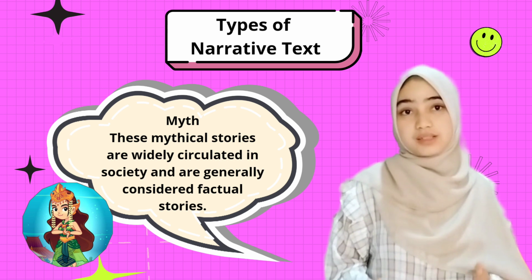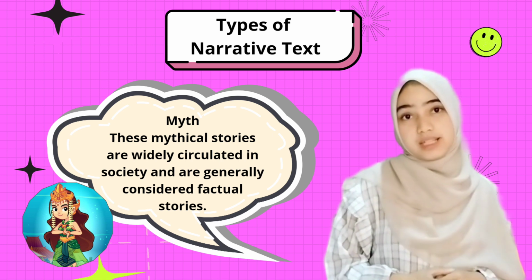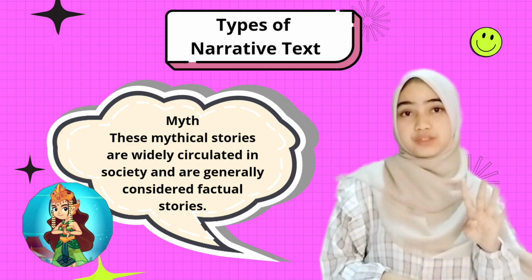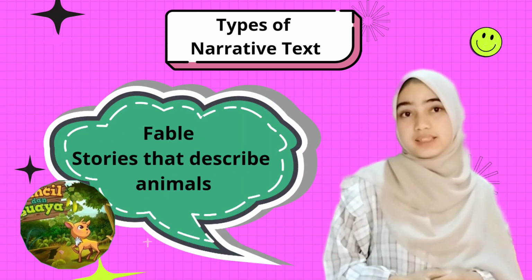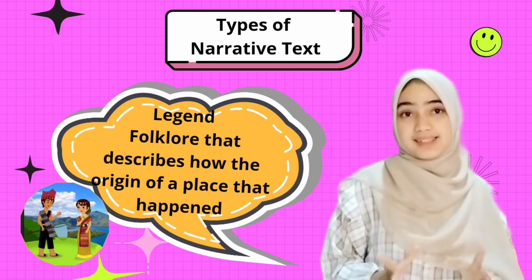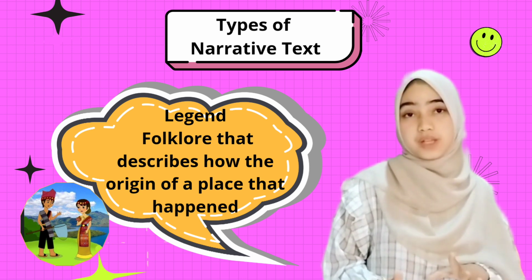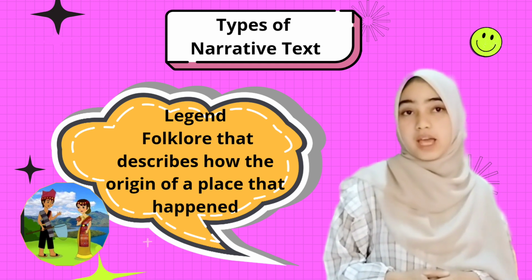Third, myth. These mythical stories are widely circulated in society and are generally considered factual stories. Fourth, fable. Stories that describe animals. The last, legend. Folklore that describes the origin of a place.